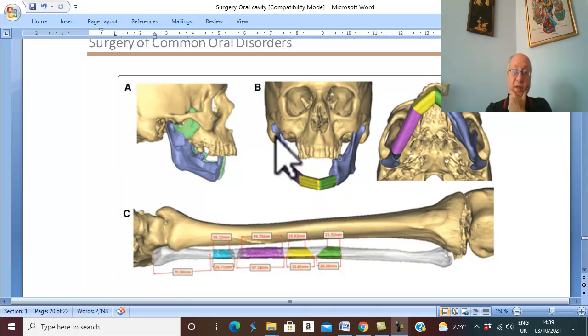This is anterior view and this is inferior view. These are the fibular graft. This is called non-vascularized graft. The most famous donor is the fibula or the fifth rib.